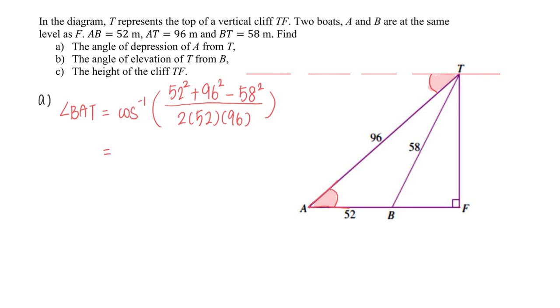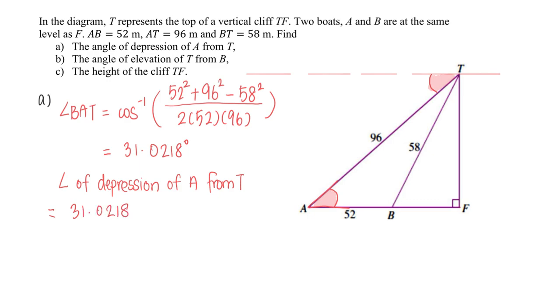This will give me a value of 31.0218 degrees. And therefore, my angle of depression of A from T will be equal to 31.0218 degrees. To give the final answer to one decimal place, 31.0 degrees. Okay, that will be the answer for part A.